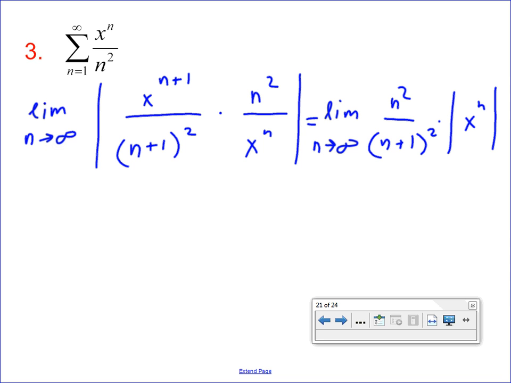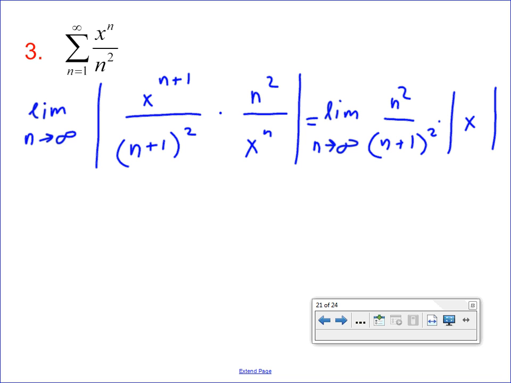So I got x times x to the n over x to the n, again, reduced. This should just be x. Is that better? Is that what you guys are getting? All right. So as n goes to infinity, can I consider what happens to this n term?